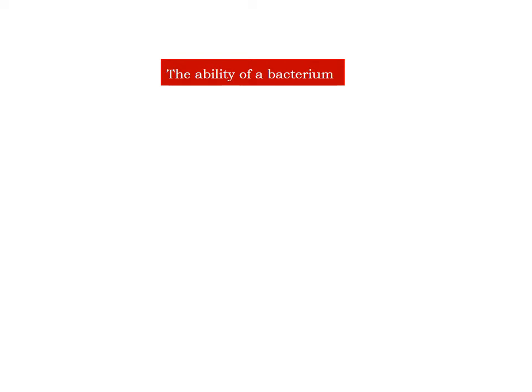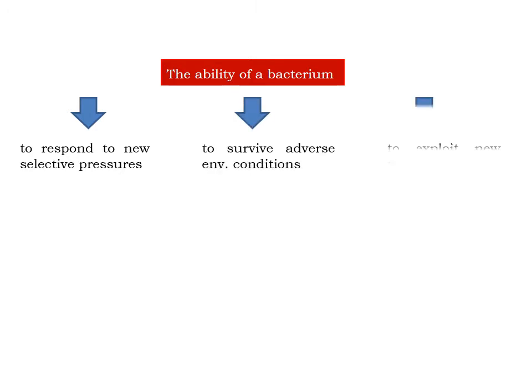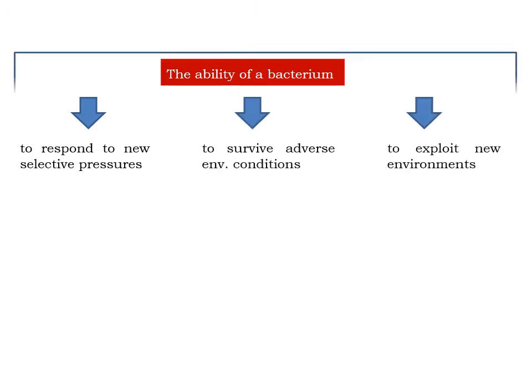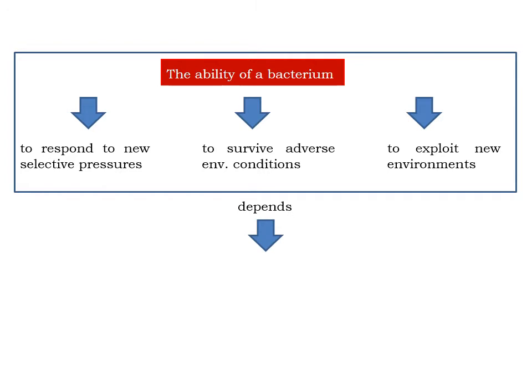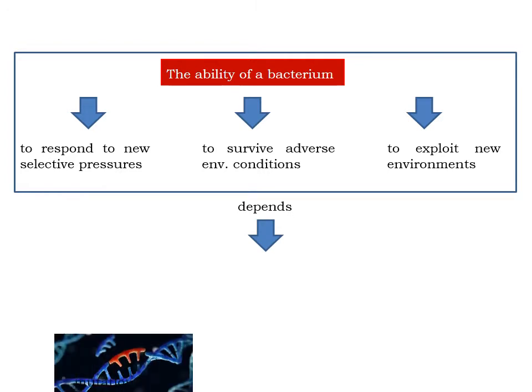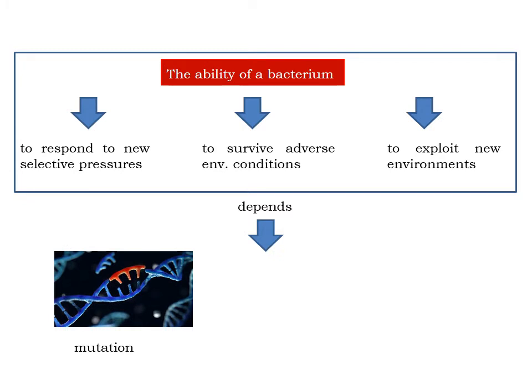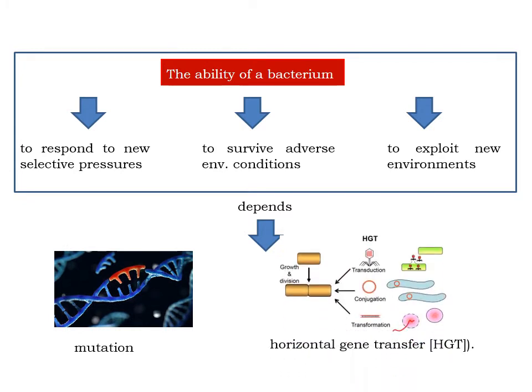The ability of a bacterium to respond to new selective pressures, to survive adverse environmental conditions, or to exploit new environments that it encounters depends on its ability to evolve through modification of gene function, which we call mutation, or acquisition of new genes, which we call horizontal gene transfer or HGT.